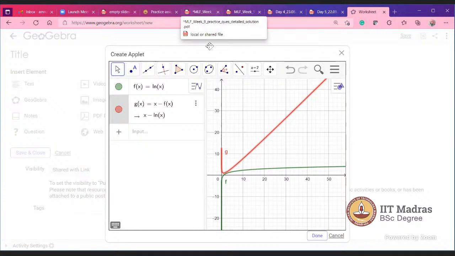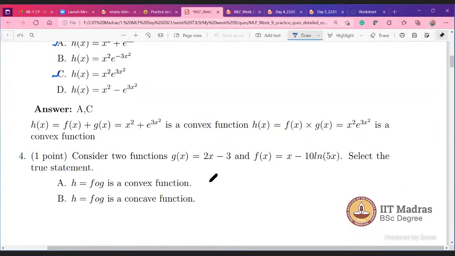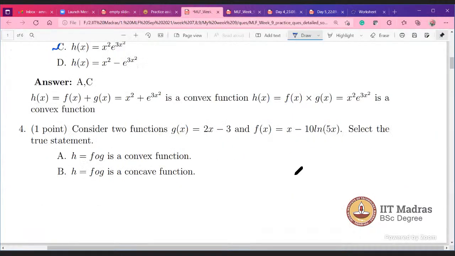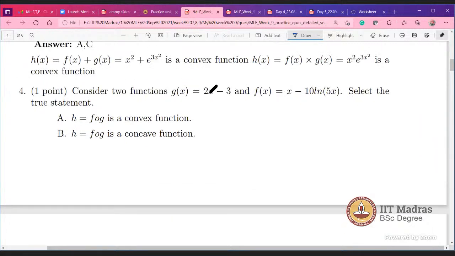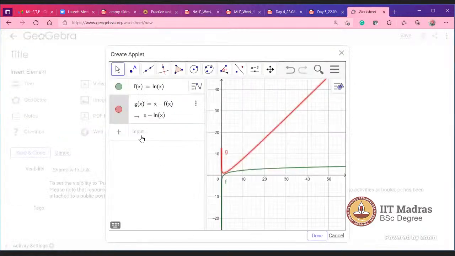So we have that. Now we can also plot it. g of x is 2x minus 3, that is a linear function anyway. So f of g is definitely a convex function. Shall we plot it? Yeah. G equal to 2x minus 3. So this is your g1.